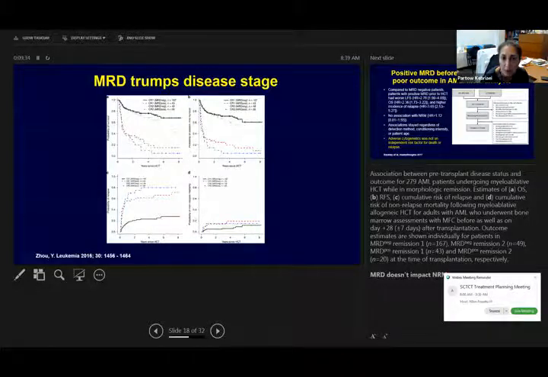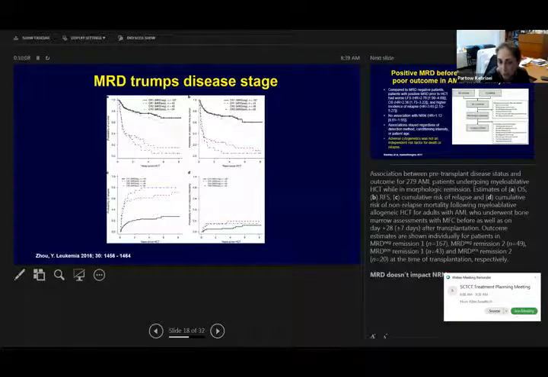So the black line represents those patients who are in first remission but MRD negative. The red line demonstrates those who are in first remission but MRD positive. Green is second remission patients MRD negative, and blue is second remission MRD positive. And what you see in panel A is that the overall survival of patients is best for those who are MRD negative, whether they are in first remission or second remission.